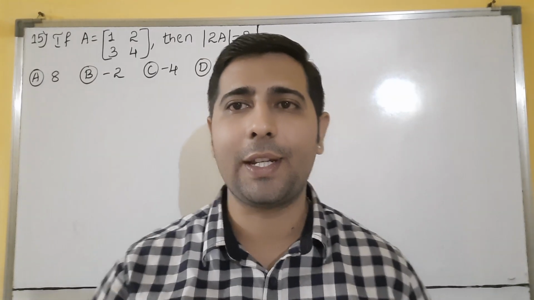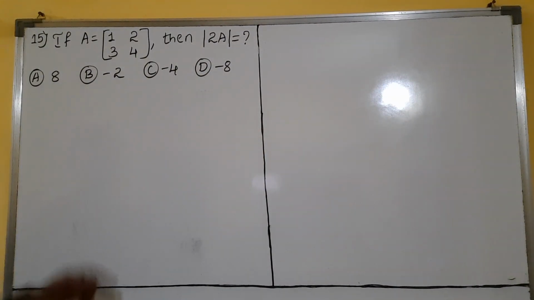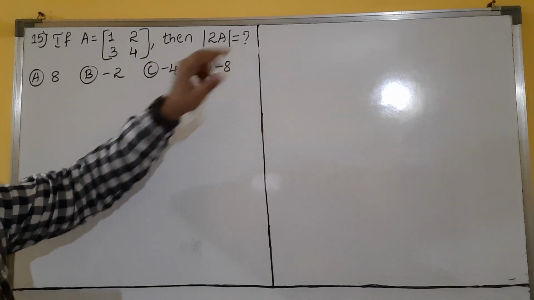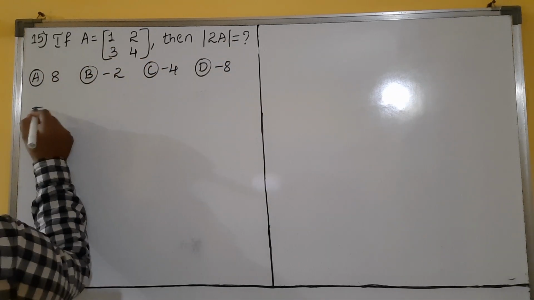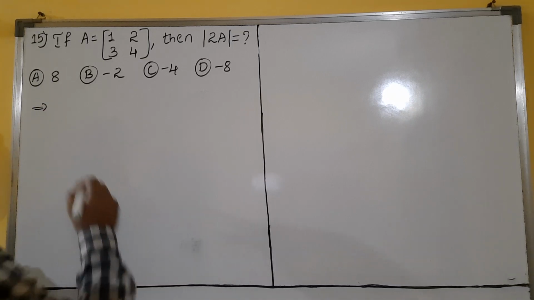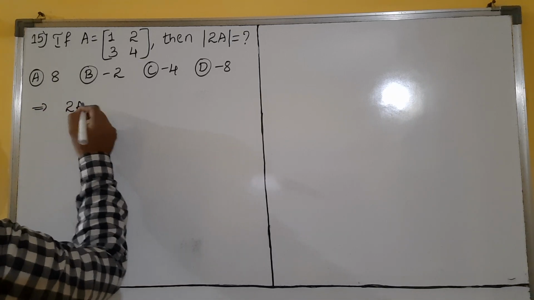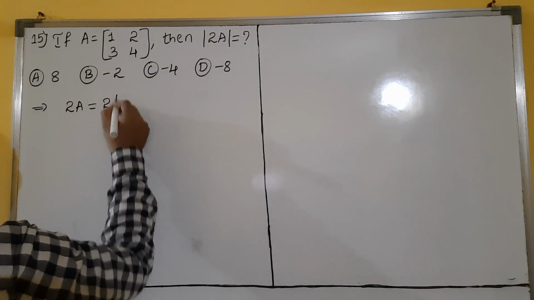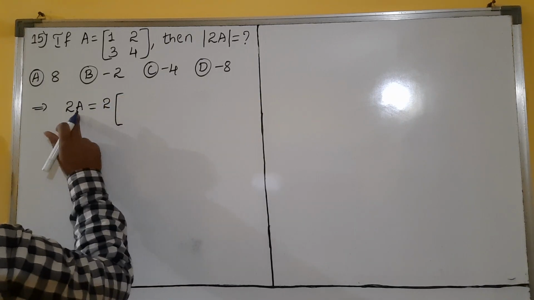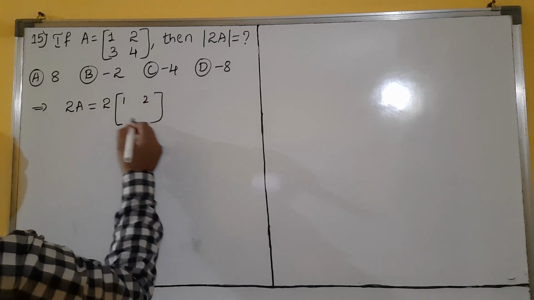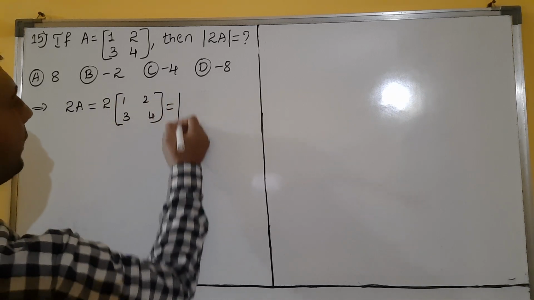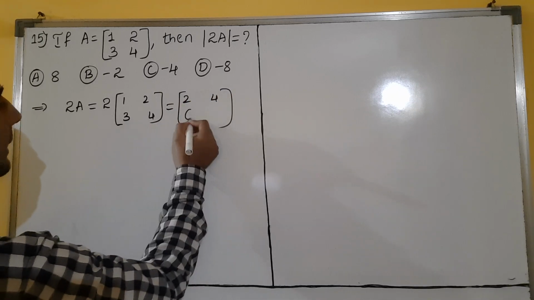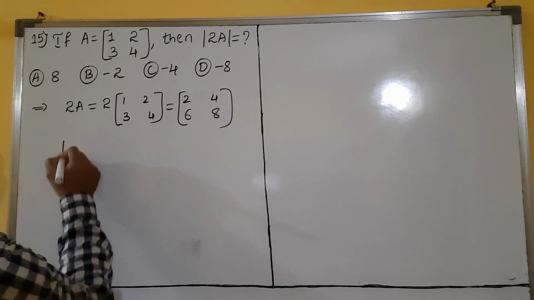Let us see the next question, dear students. Question number 15. If capital A is equal to the matrix 1 2 3 4, then determinant of 2A is what? Just now I told that method, I will say it again. 2 into A. Here I saw the options properly now, no more mistakes. So 2 into matrix A, where A is 1 2 3 4. Clear? 2 into 1 is 2, 2 2s are 4, 2 3s are 6, 2 4s are 8.